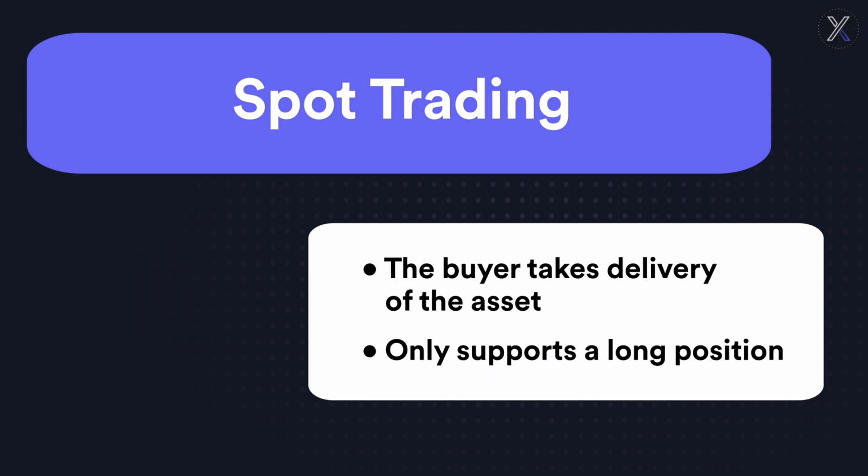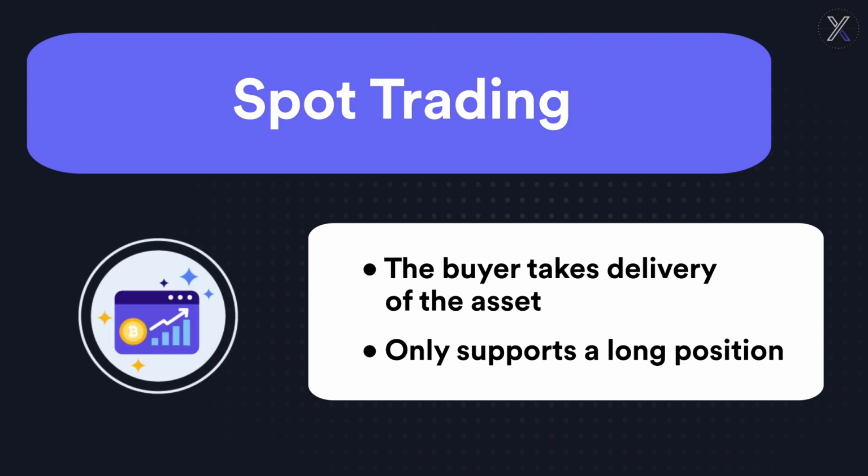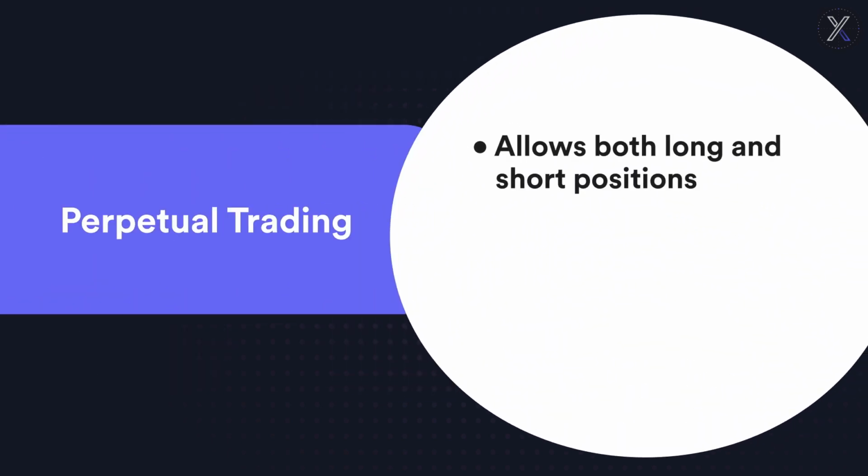However, crypto spot trading has the drawback that traders can only hold long positions on their purchased crypto assets. This means that the trader only benefits from capital appreciation, as the value of their cryptocurrency increases over time. In contrast, perpetual trading allows traders the option to hold long positions or short positions on an underlying crypto asset. This is one of the reasons why perpetual trading is gaining popularity among crypto traders.